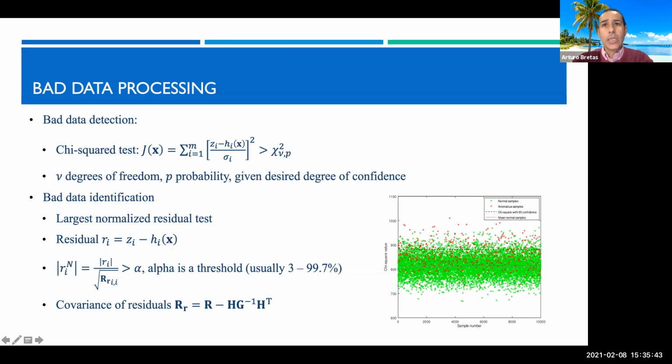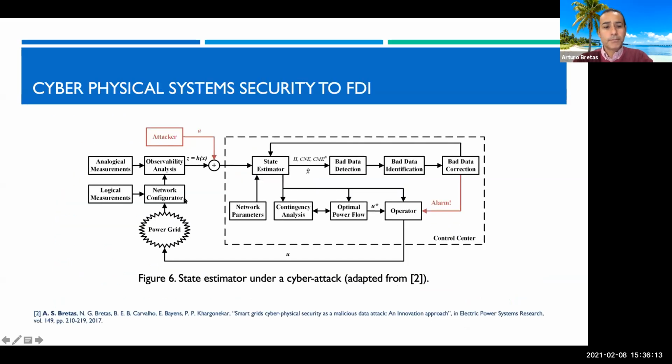And as a correction step, what the great majority of algorithms do is throw away that specific measurement that was identified as bad data or with gross errors, and then they change the measurement model and run the state estimator again. So going back to that framework, they do that every so often until no bad data is detected or identified. So that's what's in place nowadays.